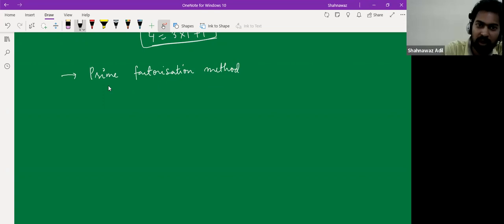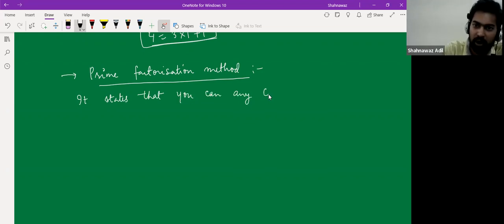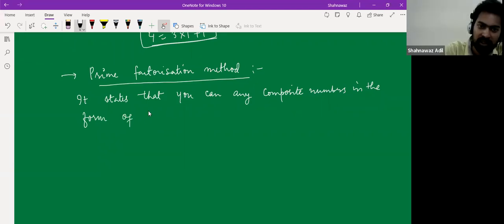And what is a prime factorization method? It states that you can write any composite number in the form of prime factors, right? Prime number factors. So am I correct, Rizwan?